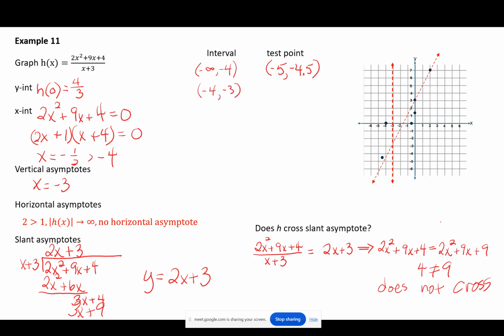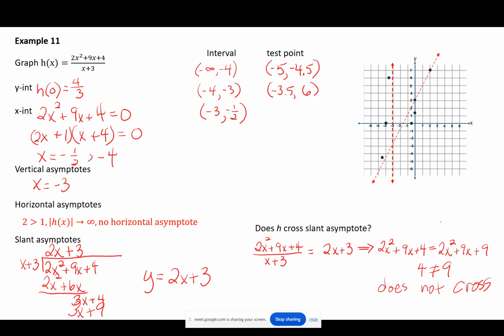As we go from -4 to the vertical asymptote at -3, we'll check -3.5. If we put that into the function, we get 6. So the function is positive from -4 to -3. That is going to be approaching that vertical asymptote there, but we won't graph it yet.